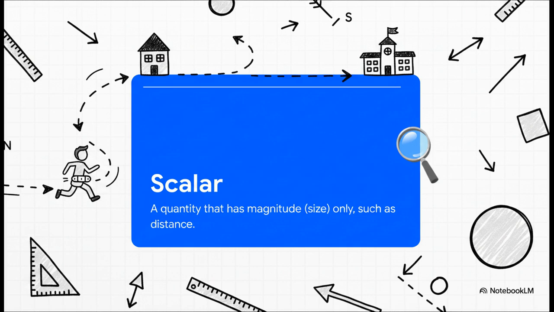Think about pure distance, which is the perfect example of a scalar. If you track your total distance walking 500 meters from your home to your school, your pedometer doesn't care if you walked north, south, east, or west. It only cares about the total magnitude of your trip, 500 meters.